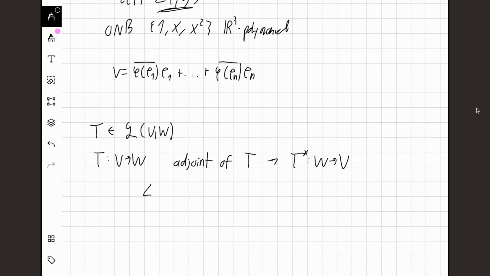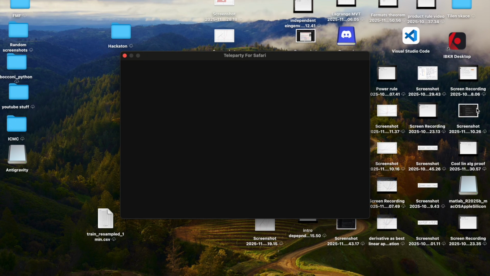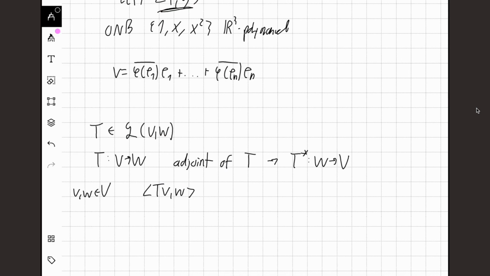And its characteristic will be that, if v and w are vectors, then the inner product between Tv and w is the same thing as the inner product of v with the adjoint of T times w. So if you define your scalar product, then the product of Tv with w is the same thing as v with T star w when you take the scalar product.